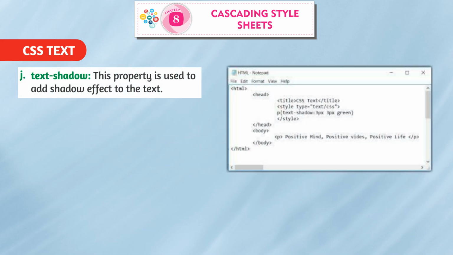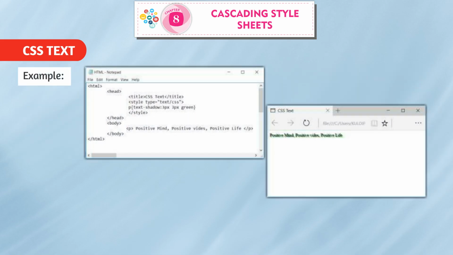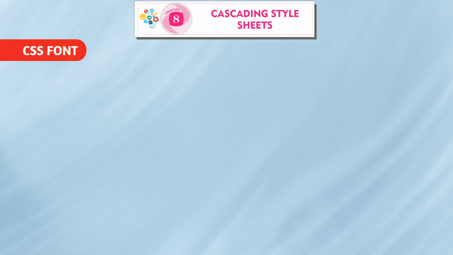J. Text shadow. This property is used to add shadow effect to the text. Syntax: text-shadow: h-shadow v-shadow blur color, where value can be in px. Example. Fact file: text shadow feature may not be supported by all browsers.